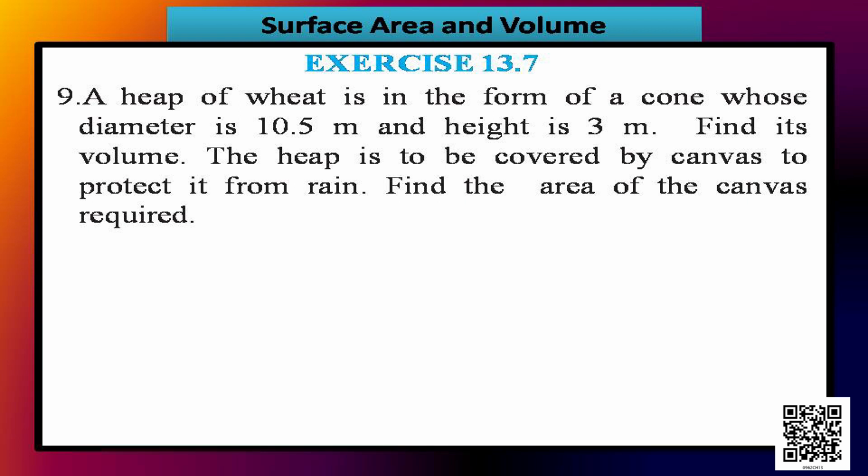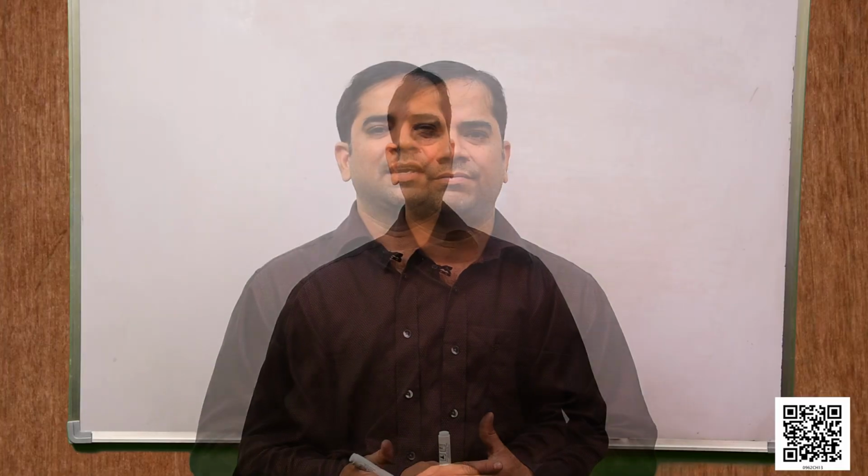It says a heap of wheat is in the form of a cone whose diameter is 10.5 meter and height is 3 meter. Find its volume. The heap is to be covered by canvas to protect it from rain. Find the area of the canvas required. So let us solve the question.